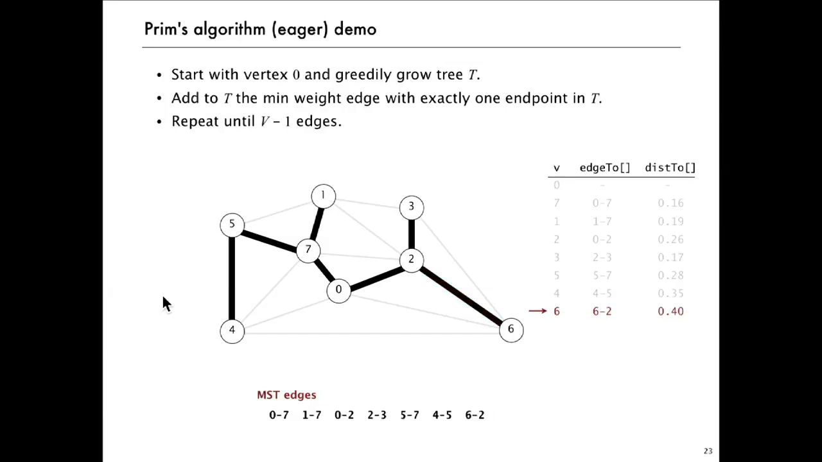So again, it's the eager version of Prim's algorithm. It is an implementation that always connects to the tree the vertex that's closest to the tree, but we use a more efficient data structure to do it that can only have at most one entry per vertex as opposed to one entry per edge. So that's the eager version of Prim's algorithm.